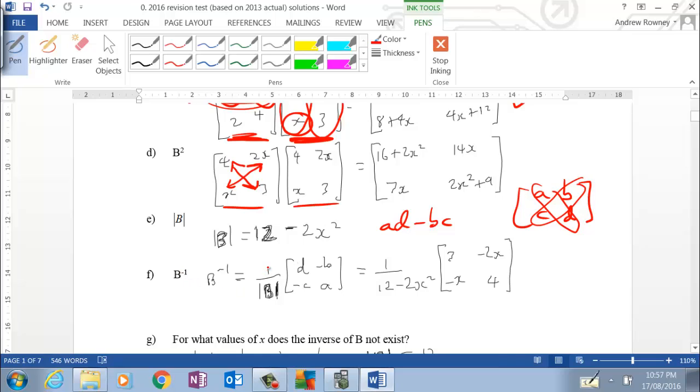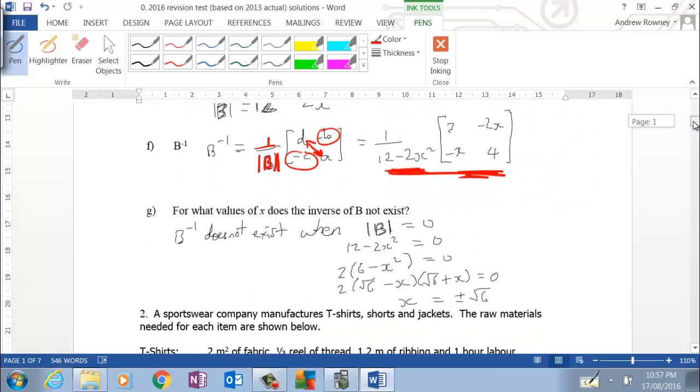The inverse is 1 over the determinant, followed by where you swap these two in the original matrix. Here, it's where you swap these two to give D and A, and you put a minus with these two to give minus C and minus B. So if you do that with the B matrix, you'll get this. So that's 1 over determinant times by that rearranged matrix. That's the inverse.